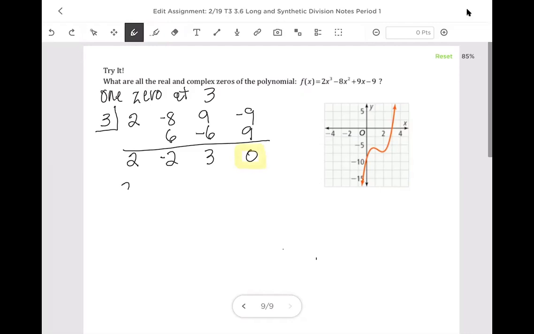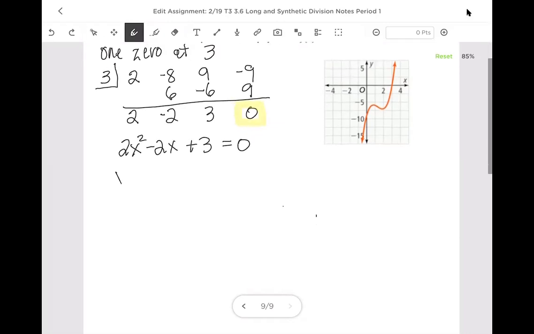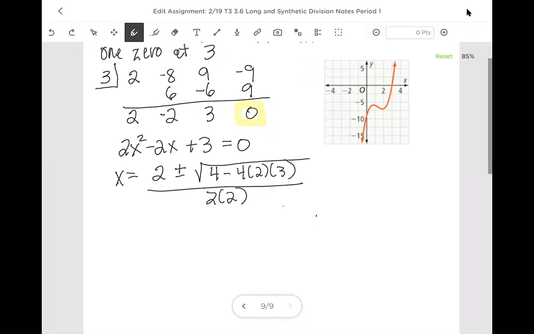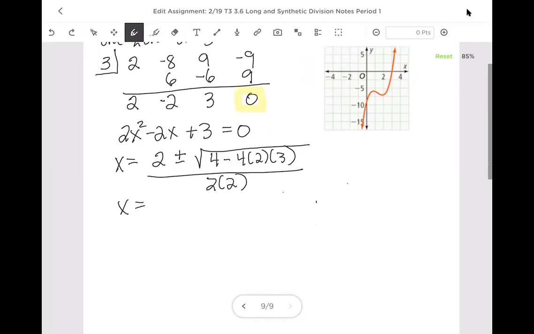Okay, so what's left is my quadratic, 2x squared minus 2x plus 3 equals 0. And then I'm going to go ahead and solve it. So x equals the opposite of -2 plus or minus the square root of b squared. That's 4 minus 4 times 2 times 3 all over 2 times 2. And it's good that we did quadratic formula last semester, so it should just be a review skill for you right now. 2 plus or minus the square root of 4 subtract 24. So that's going to be -20 over 4, right?